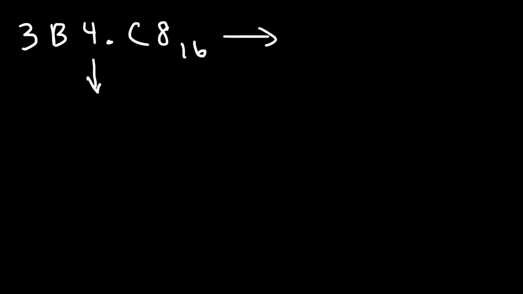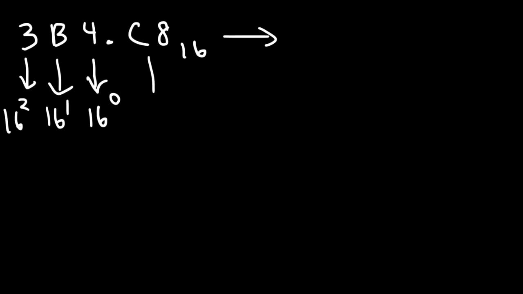Well, we know the first digit to the left of the decimal point is going to be multiplied by 16 to the 0 power. And then the next one is 16 to the first, and then 16 to the second power. But what about the digits to the right of the decimal point? Well, notice the exponents. As you go from left to right, they're decreasing. The next integer less than 0 is -1. So we're going to multiply C by 16 to the -1 and 8 by 16 to the -2.